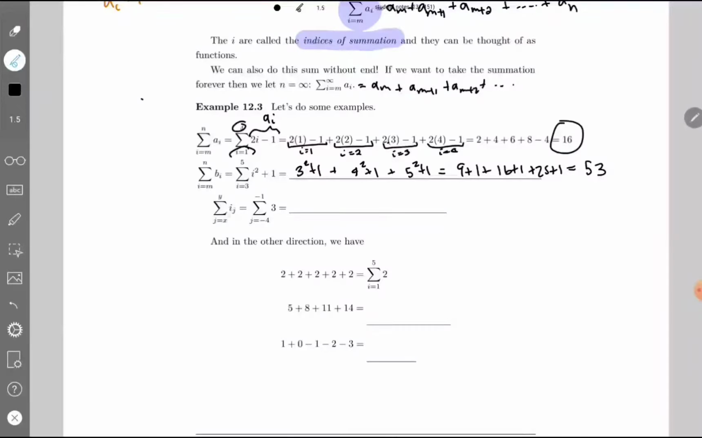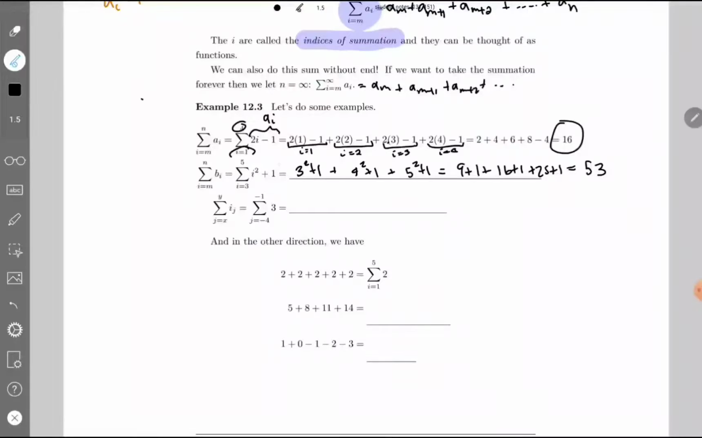So in this case, j is my index. So j is what I'm going to be updating. X is going to be my lower limit. Y is going to be the upper limit. So what do we have? I'm taking j from -4 to -1 of 3.